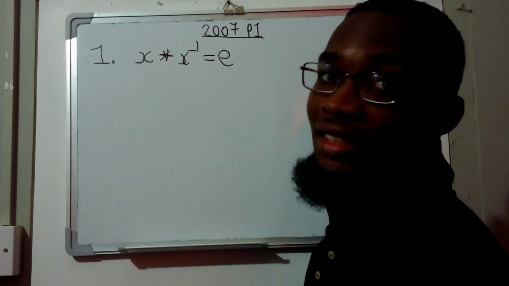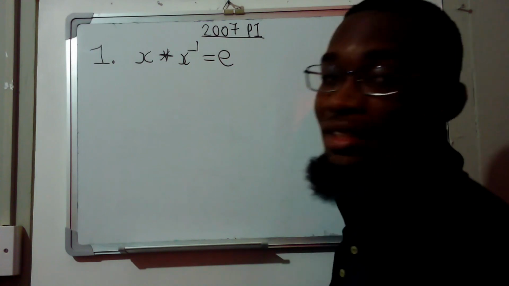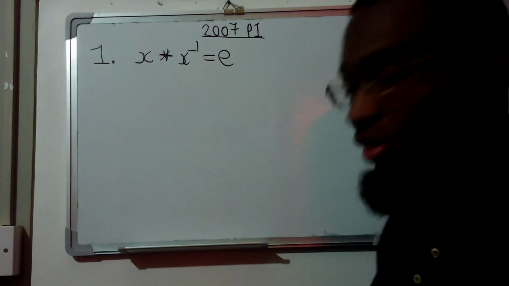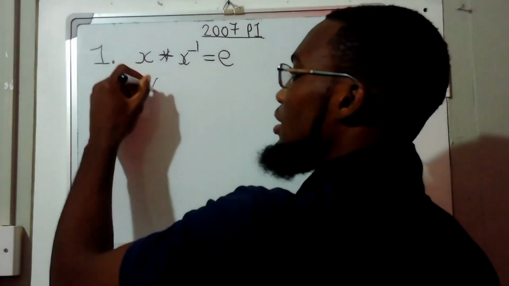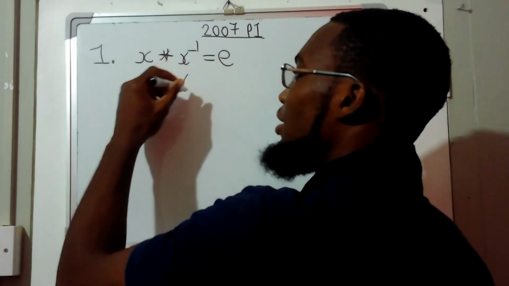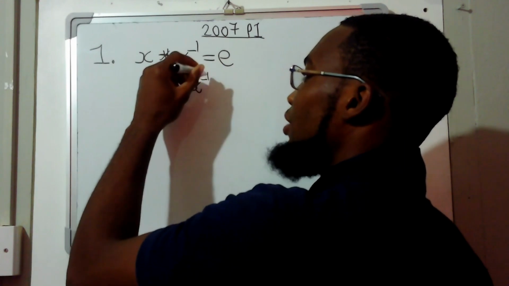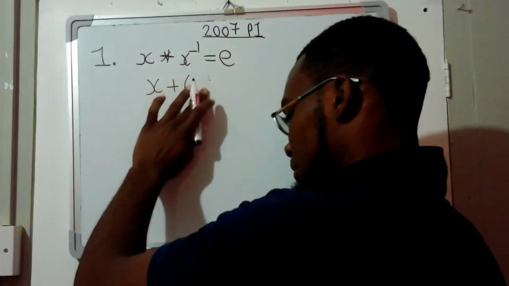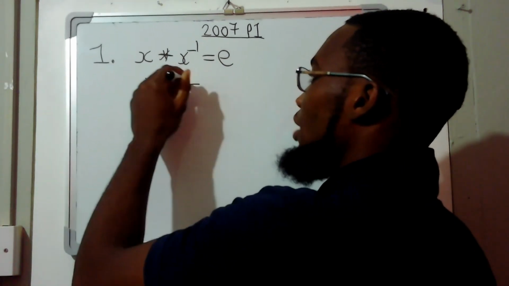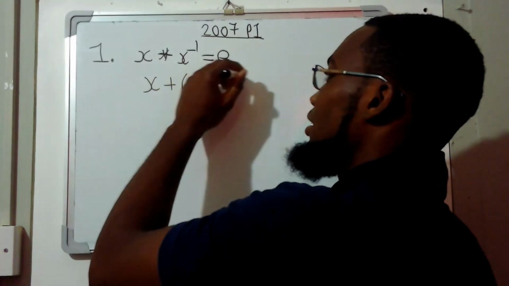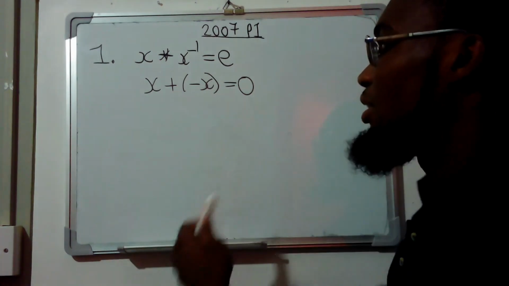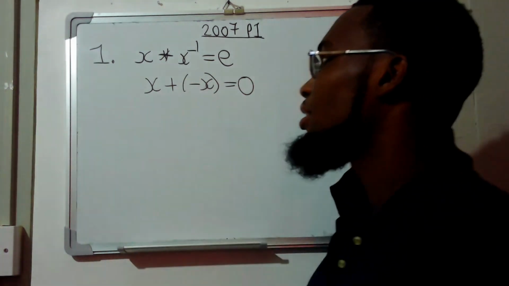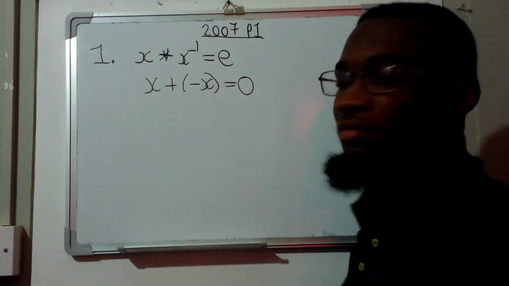Now what is the identity of addition? The identity of addition is 0. So what that means is x plus the inverse, x inverse, or let's write minus x, in this case gives 0. So x plus minus x will give you 0. Because minus x, yeah, that's it.